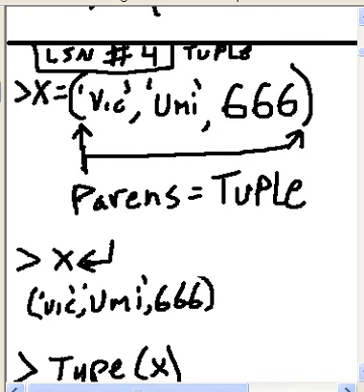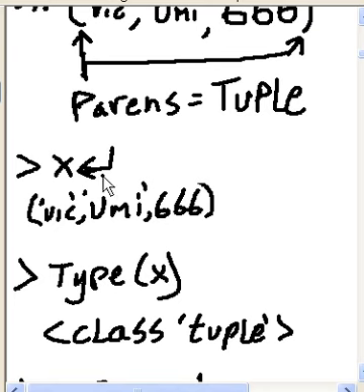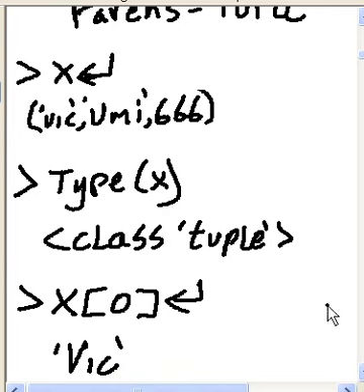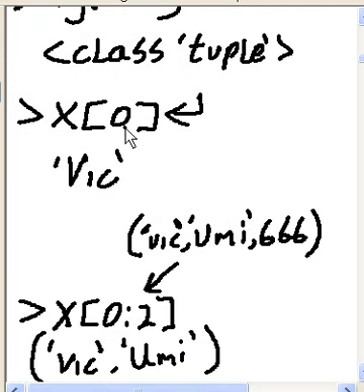Lesson number 4. This is dealing with tuples now. X equals parens, there's your parens, that's a tuple. Parens, Vic, Umi, 666. Now, X, hit enter, you get Vic, Umi, 666, just like that. Type of X, class tuple. X 0th element within square brackets, you get Vic. So even though the tuple is closed within parentheses, to access that element we use square brackets.